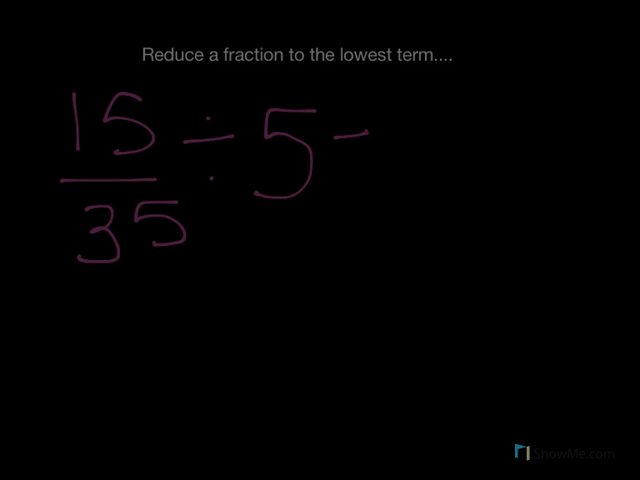And here we're going to reduce a fraction to its lowest term. 15/35. In order to reduce this fraction, we would divide both the numerator and the denominator by 5. We see that 15 divided by 5 is 3, and 35 divided by 5 is 7. We know that neither one of these numbers are divisible any further, and that makes this the lowest term of the fraction 15/35.